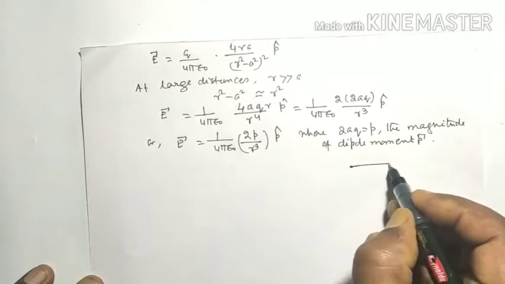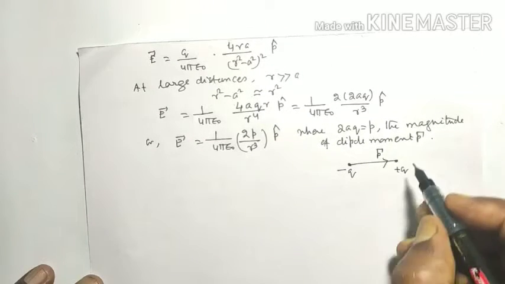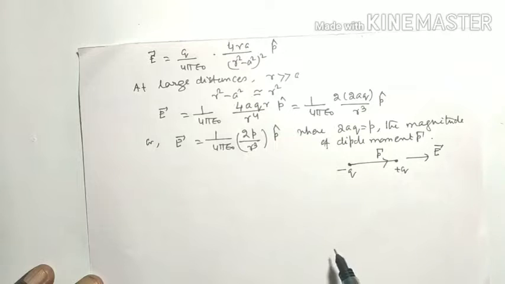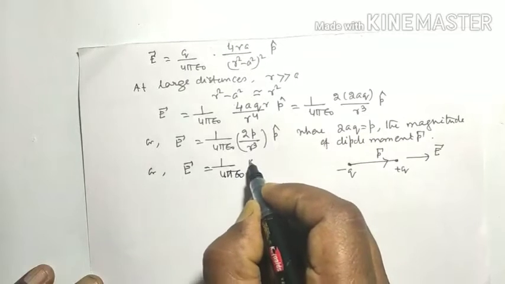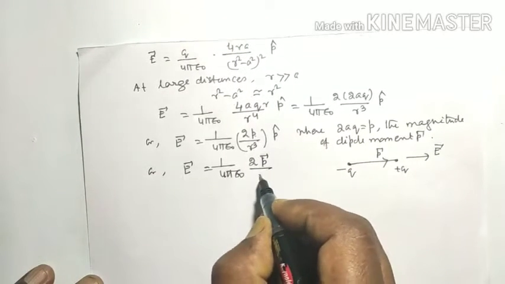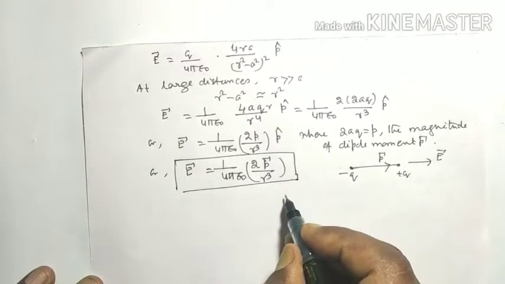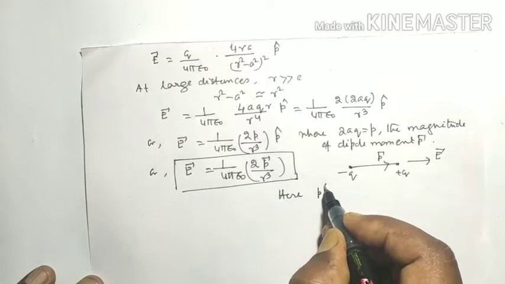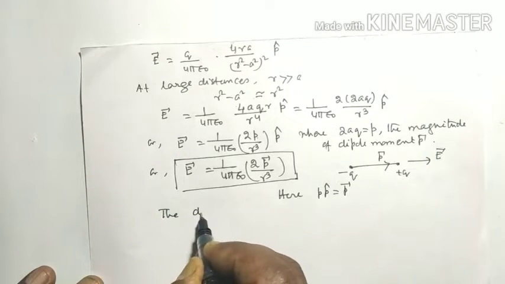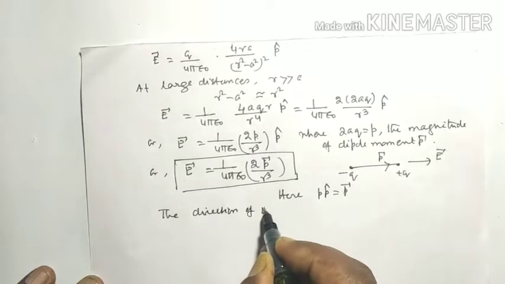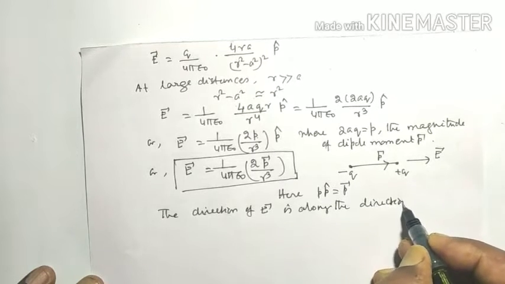So p vector is directed from minus Q to plus Q. This is your p vector, and the electric field is also directed along the same direction. So we can write E equal to 1 by 4 pi epsilon 0 into 2p vector by r cube, since p into p cap is p vector. So this is the electric field at an axial point. Here p into p cap is the dipole moment vector. The direction of E vector is along the direction of p vector.